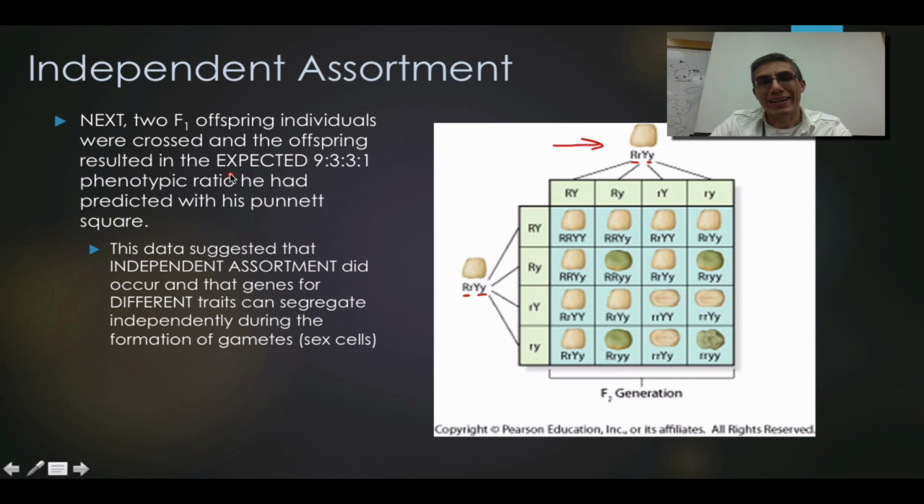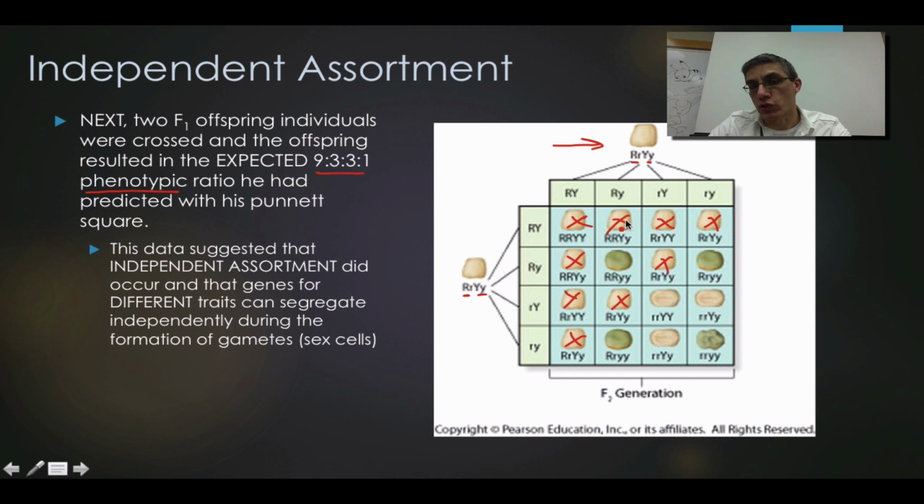So if you notice, the expected ratio that we should get phenotypically, remember phenotype refers to what you would see, is going to be a 9 to 3 to 3 to 1 ratio. Now the way that he actually got that, if you look at the possible offspring on the right hand side, you're going to notice that we have 1, 2, 3, 4, 5, 6, 7, 8, and of course 9.